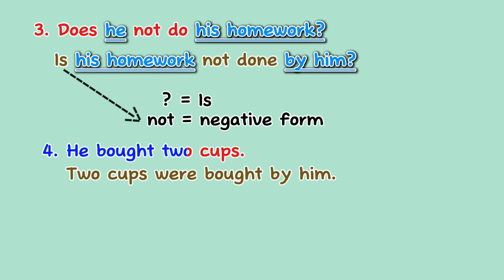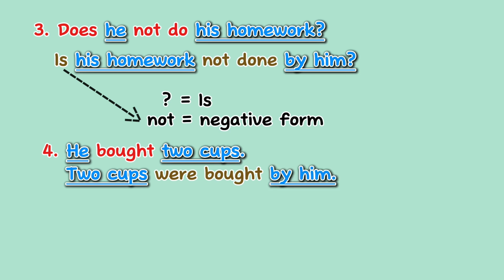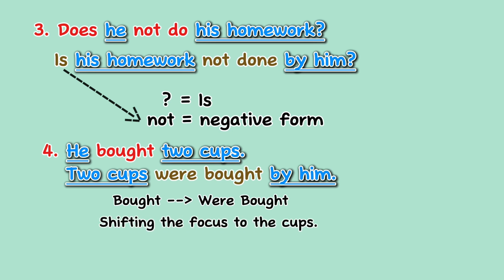He bought 2 cups. The passive is: 2 cups were bought by him. In the original sentence, the subject he performs the action of buying, directed towards the object, 2 cups. To convert this into the passive voice, the object 2 cups becomes the subject of the sentence, and the original subject he is moved to the end, introduced by "by." The verb bought is transformed into the passive form were bought, maintaining the original meaning but shifting the focus to the cups. Thus, the passive sentence reads, "2 cups were bought by him."